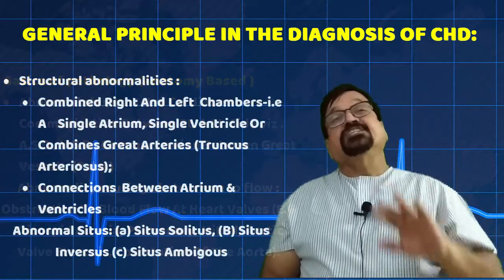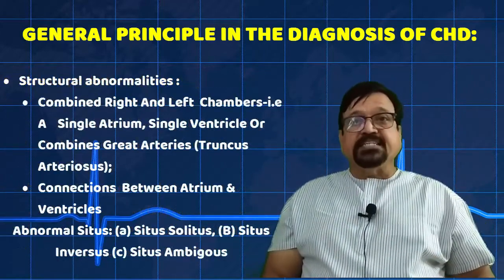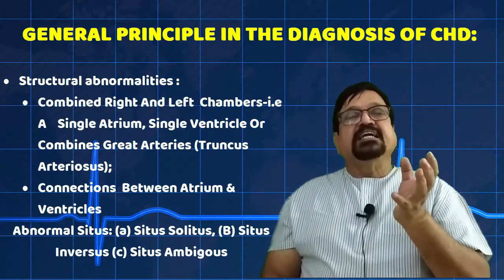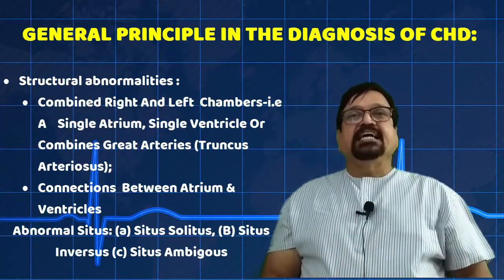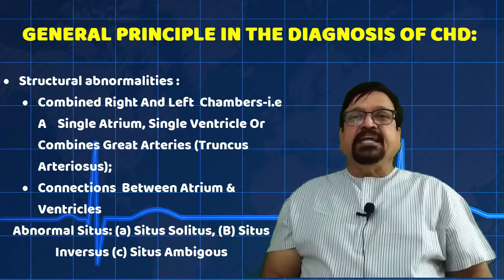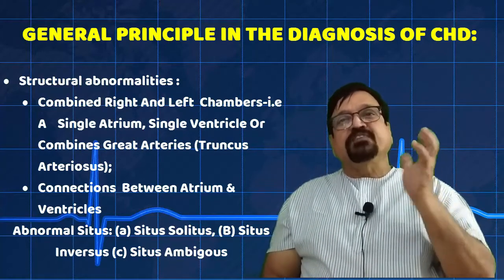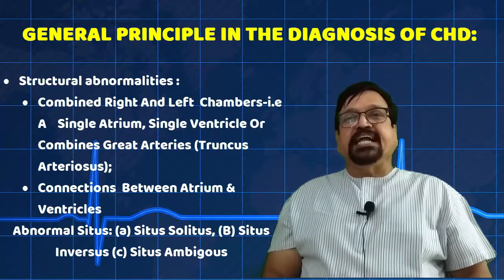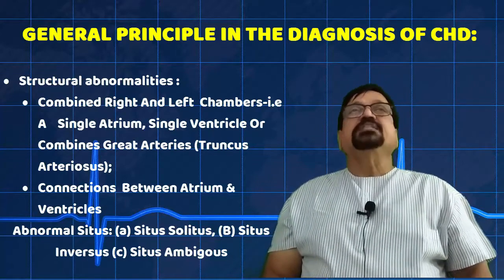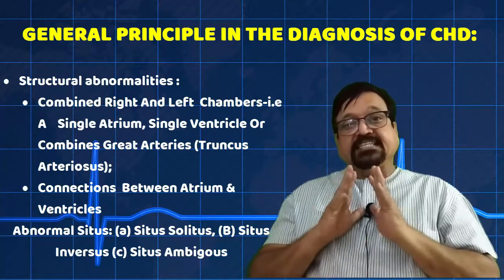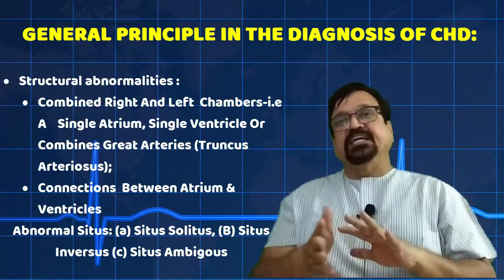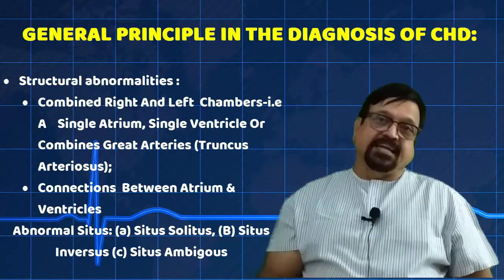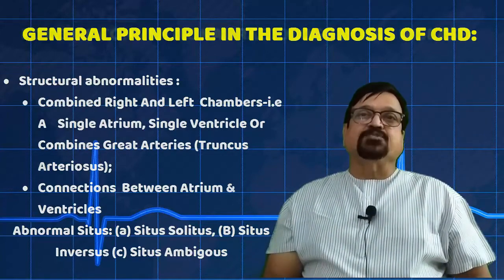Now there can be structural abnormalities. What can be structural abnormalities? The right and left chambers of the heart can combine, that is the single atrium. Then it can be a communication of two great vessels, that is truncus arteriosus. Then there can be a connection between the atrium and the ventricles. Now there can be abnormal situs. Situs is the position of the heart. It can be situs solitus, situs inversus or situs ambiguus. These are the types of situs.